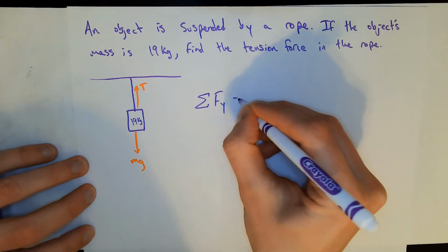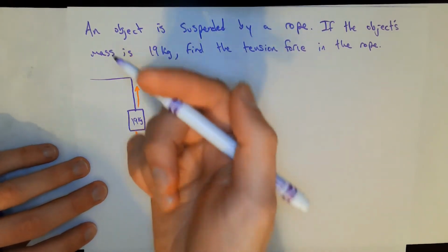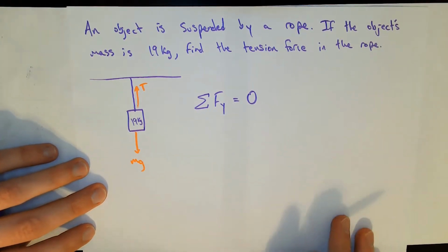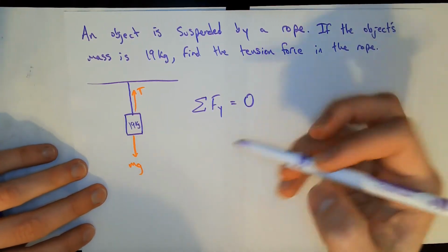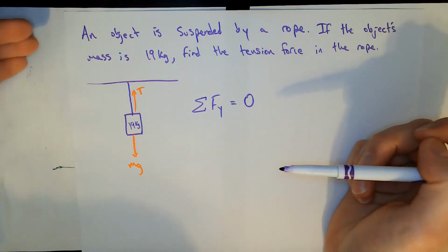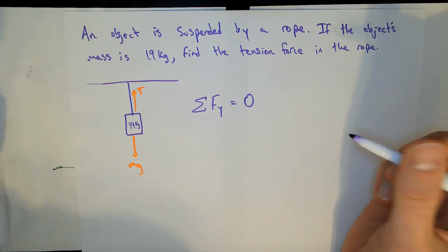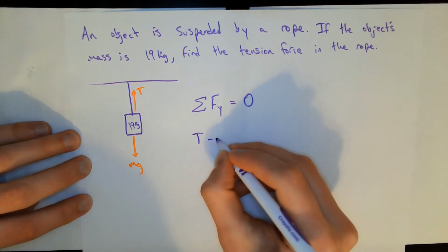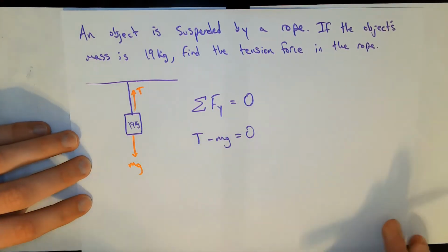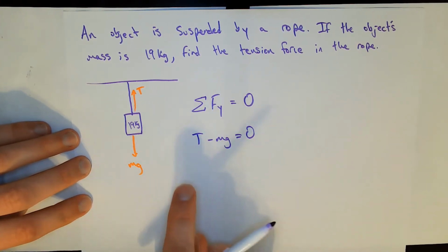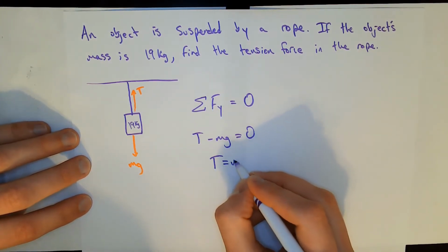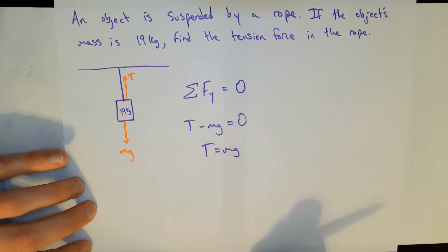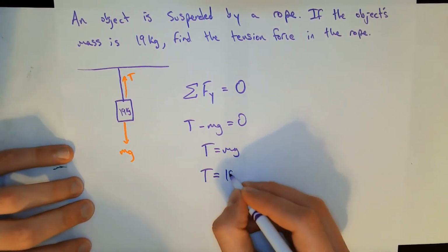If it's suspended, it's not being pulled up, it's not being dropped, then the sum of the forces in the y direction is 0, because overall there is 0 movement, so there's 0 acceleration in the y direction. My two forces, if I define up being positive, then my tension force is positive, my mg is negative, and together they should sum to 0. This gives me this nice relationship, very similar to the normal force relationship, with weight. And there we go, just plugging in 19 times 9.8.